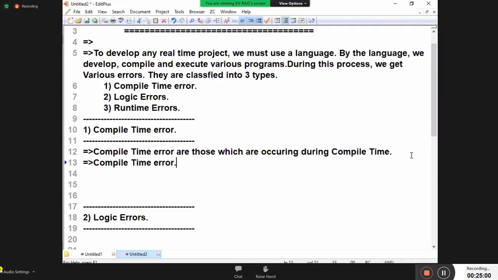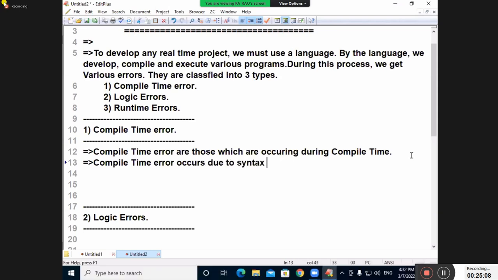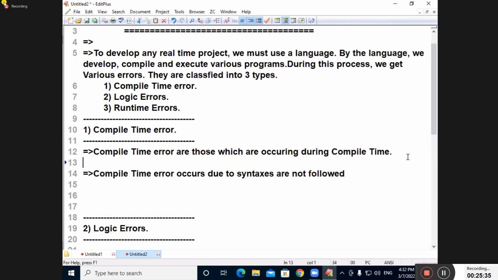I am writing: compile time errors occur due to syntax errors. Very nice. Due to syntaxes not being followed. That is correct. But what is compile time? That is my question. If you don't follow syntaxes, you will get compile time errors, no doubt in that. What is a compile time? This is my question.